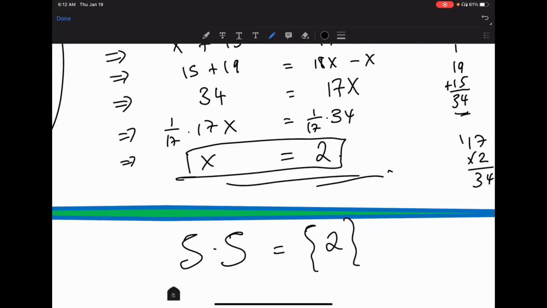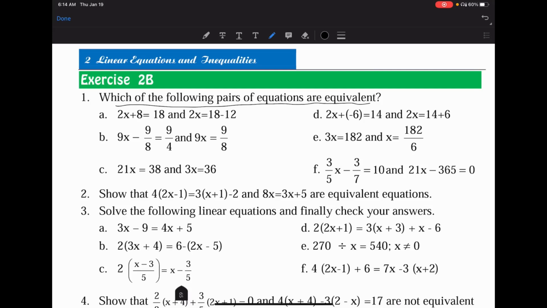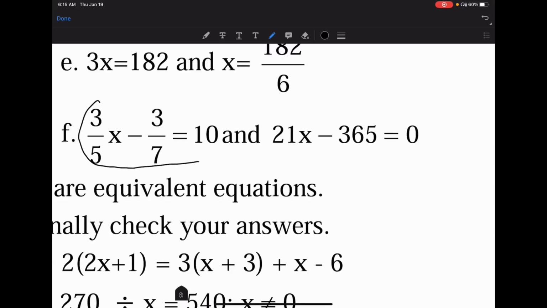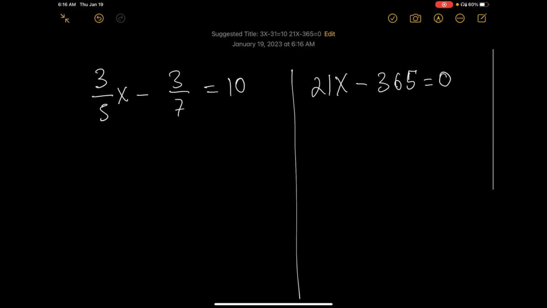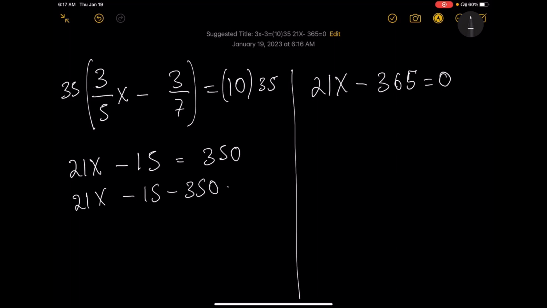Two equations are said to be equivalent if and only if they have exactly the same solution set. Okay, each of the following pairs of equations are equivalent. On f, the first one, this equation is given, equation number 1 and equation number 2 are given, and we solve them separately. Okay, the first equation 3 over 5x minus 3 over 7 is equals to 10. Multiply both sides of the equation by 5 times 7, which is 35. Okay, 7 times 3, that is 21x minus 15 is equals to 350. Then subtract 350 from both sides. So we get 21x minus 15 minus 350 is equals to 0.